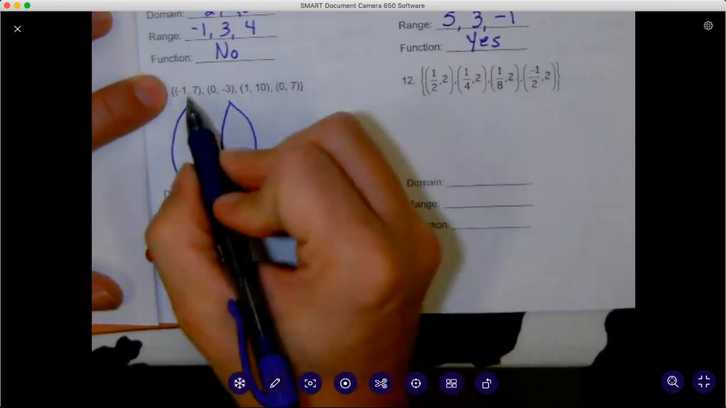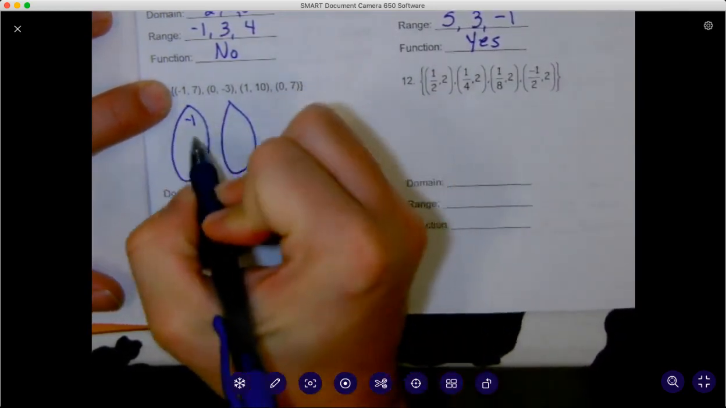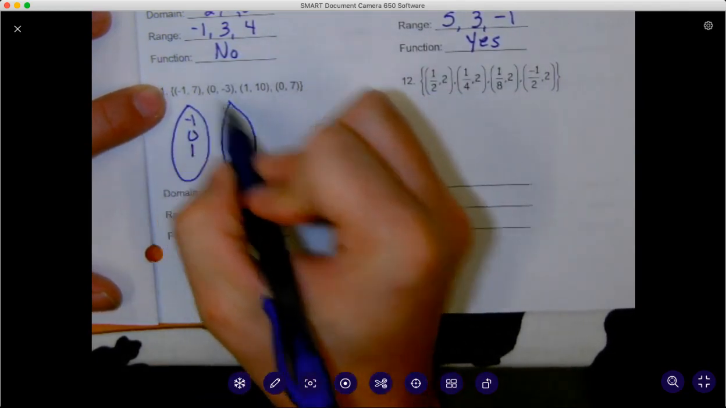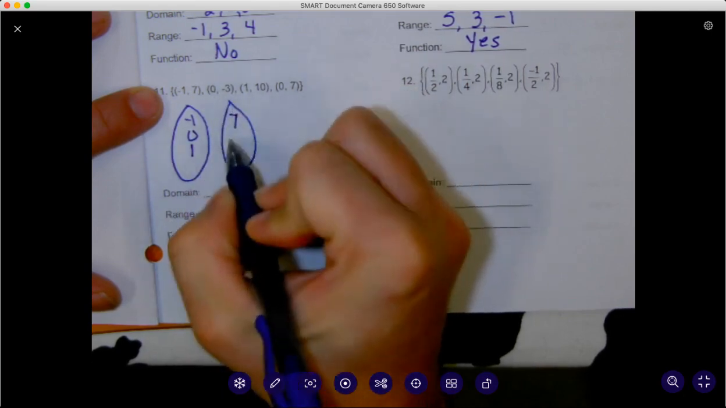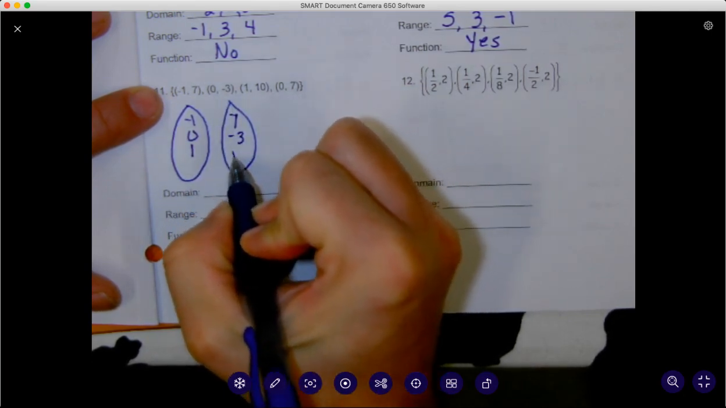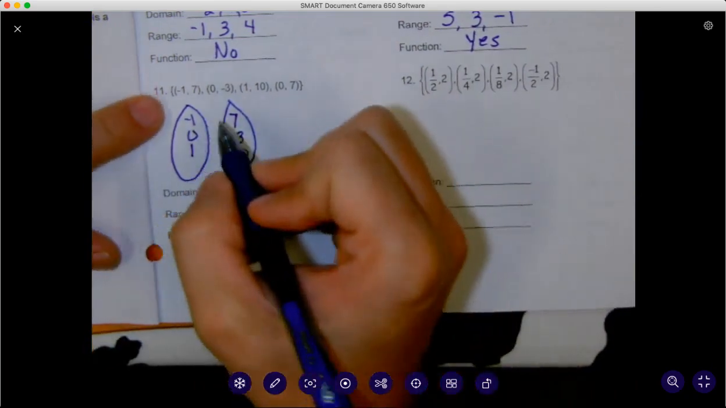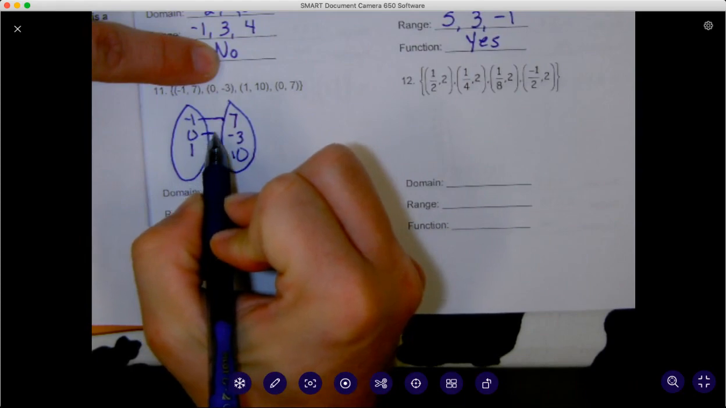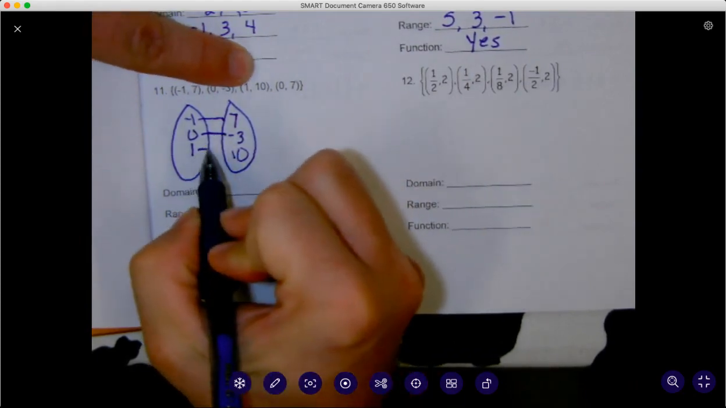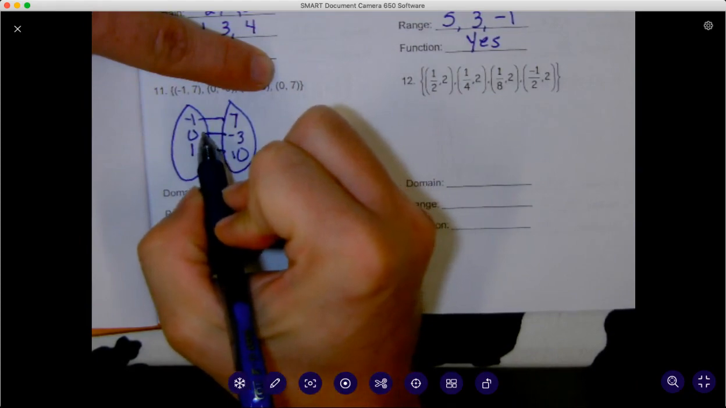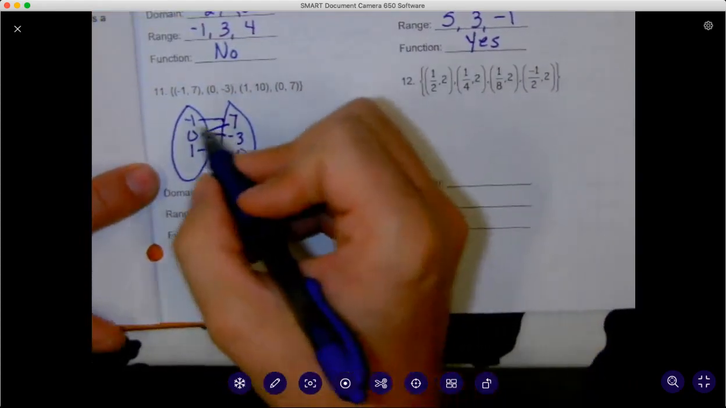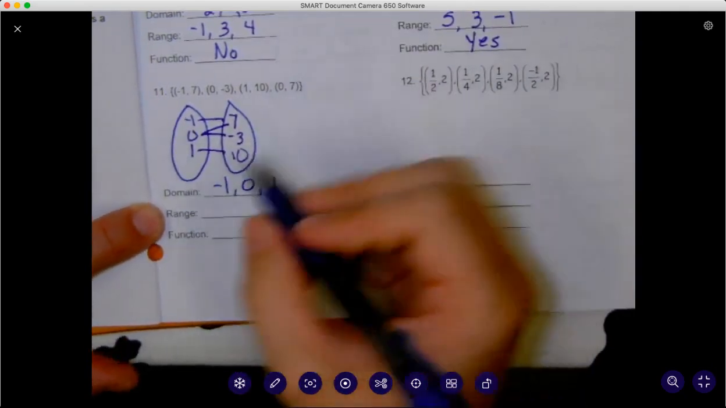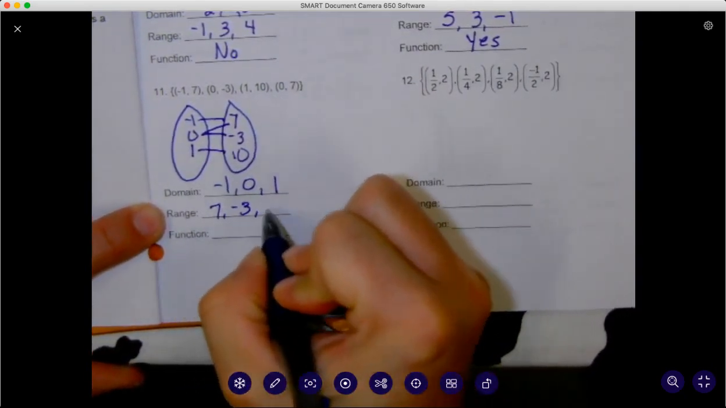Okay, so we got our 2 circles. The list of guys is -1, 0, 1, and we already wrote down 0. The list of girls with a y value is 7, -3, and 10. So -1 likes 7, 0 likes -3, 1 likes 10, and 0 also likes 7. So the domain is the list of guys, -1, 0, and 1. The range is the list of girls, 7, -3, and 10.